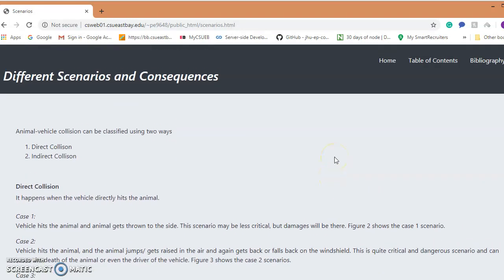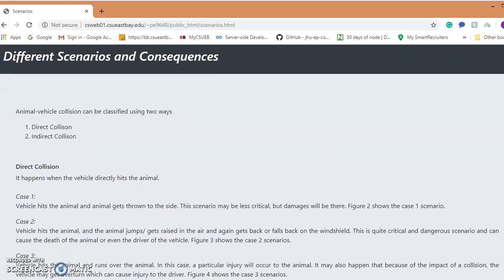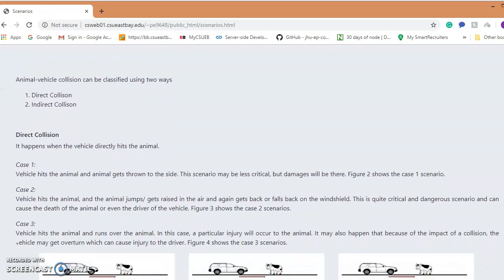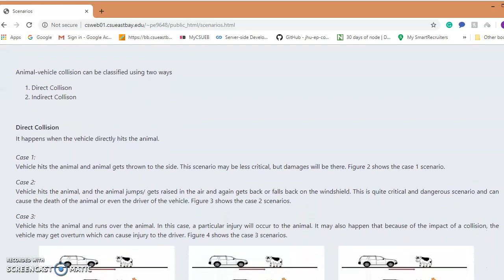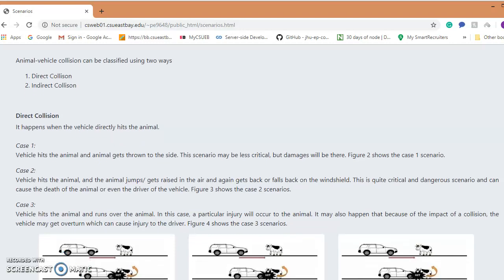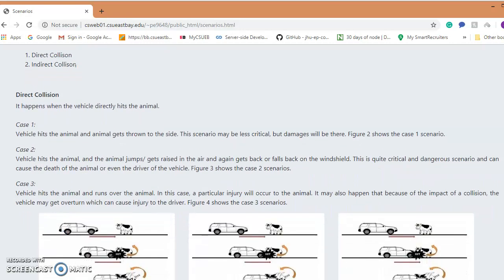So these are the different scenarios and consequences of how animal and vehicle can collide on highways and roads. Animal vehicle collision can be classified in two ways. The first way is direct collision and the other way is indirect collision. Direct collision happens when the vehicle directly hits the animal. These are the three cases for the direct collision.